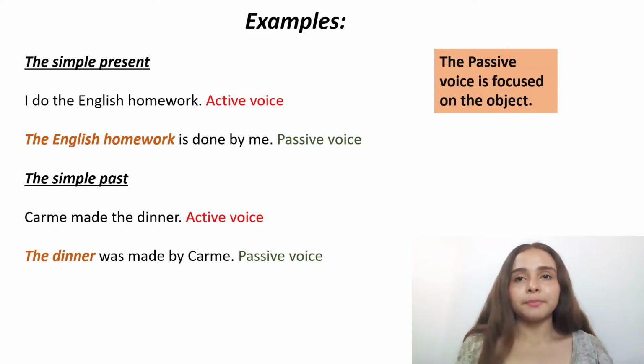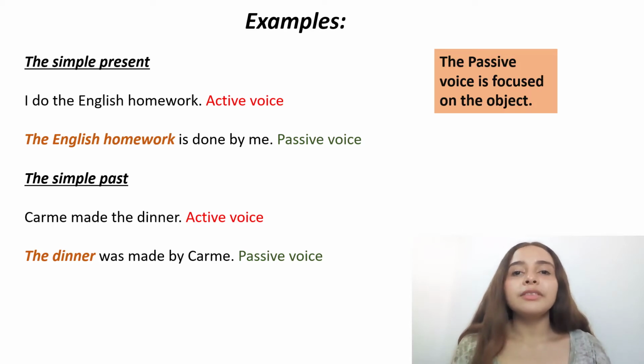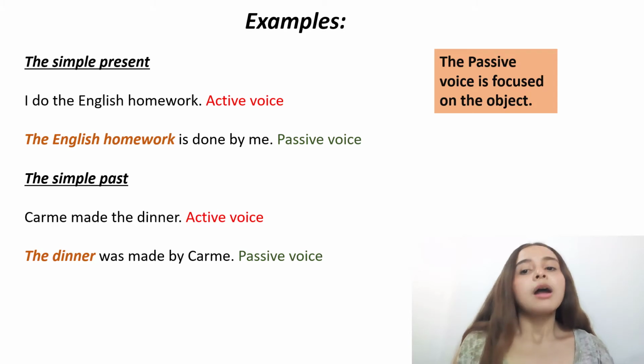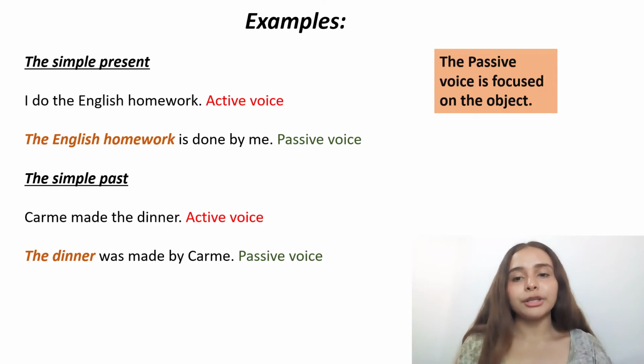Now, we have other examples. The simple present. I do the English homework. In this case, it is active voice. Now, the English homework is done by me. In this case, it is passive voice because the object is first. Now, the simple past. Carmen made the dinner is active voice. Now, finally, the dinner was made by Carmen is passive voice. Remember, the passive voice is focused on the object.